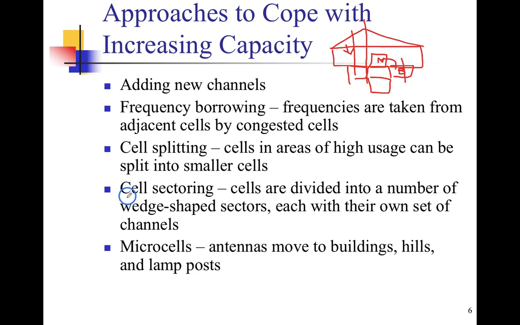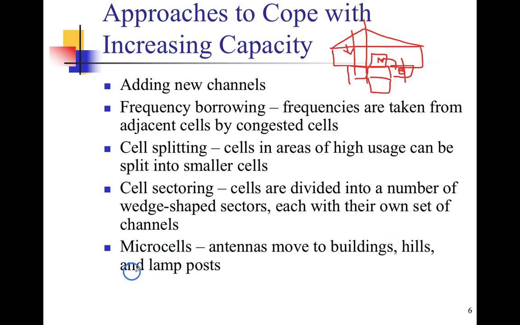Or the other one is we use cell sectoring. Cells are divided into a number of wedge-shaped sectors, each with their own set of channels. So this one is different from splitting. Splitting is you split them, but cell sectoring is you just have their own different channels. So you shape them into different sectors. Or you can do microcell, where the antenna moves, for example, from the antenna to buildings, to hills, and to lampposts.